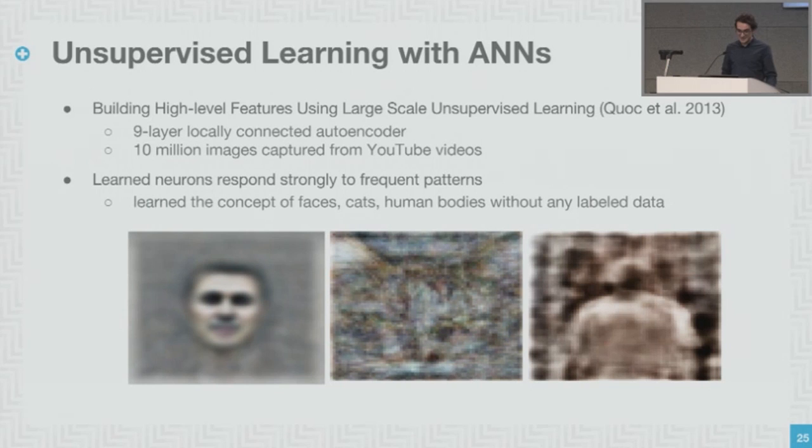So what it learned was interesting. It learned neurons that respond strongly to frequent patterns. And here are some illustrations of the neurons it learned. It learned human faces, and it learned cat faces, because there are a lot of cat videos on YouTube, and it learned human bodies.